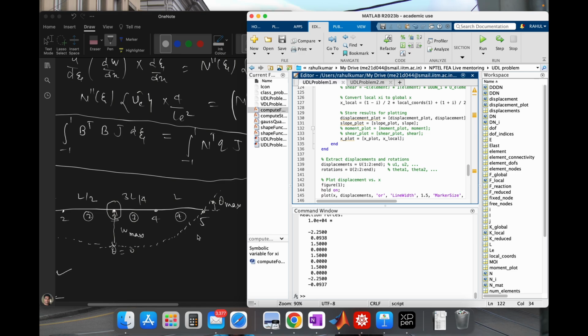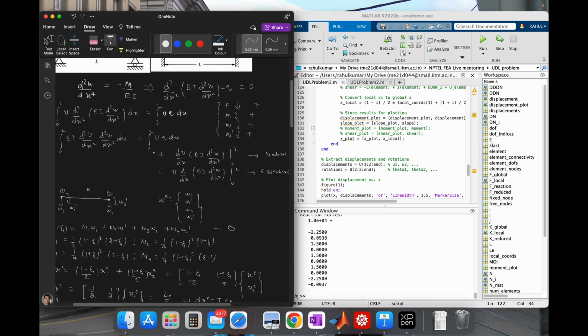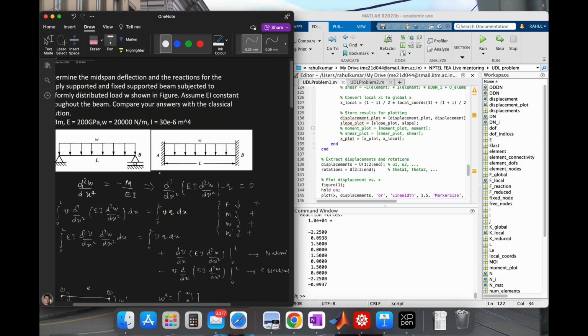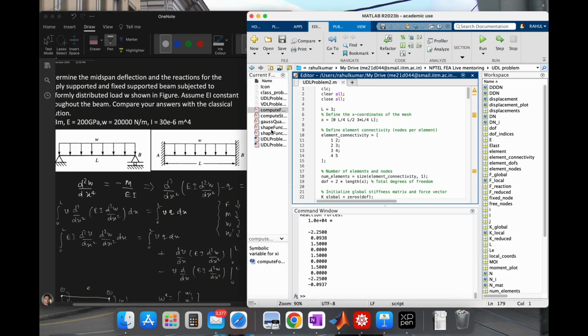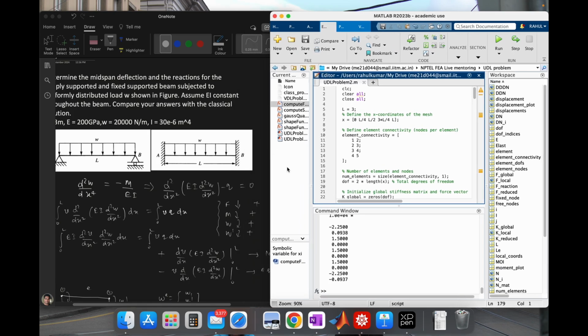Okay, so let's start the second problem. The second problem is like this. It is a fixed supported beam. So we will use the same code, but we will do some small modification.